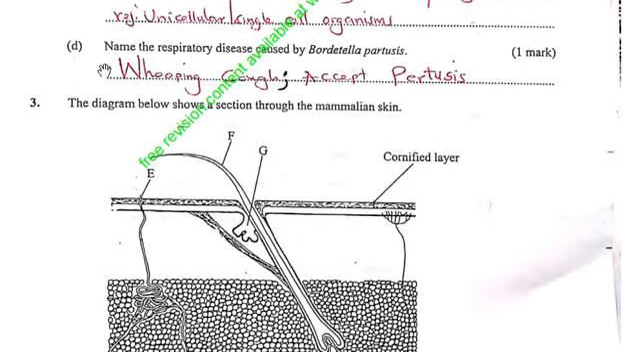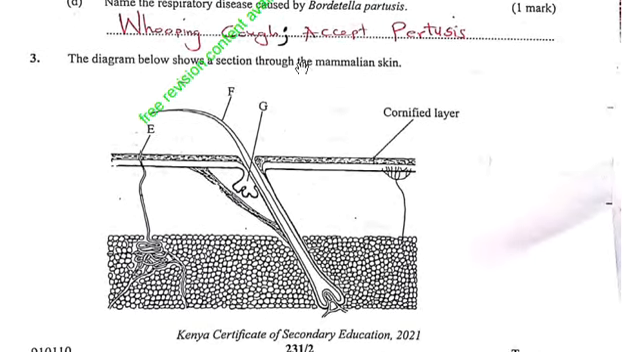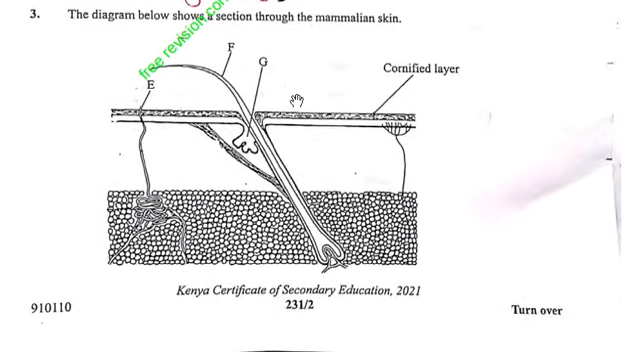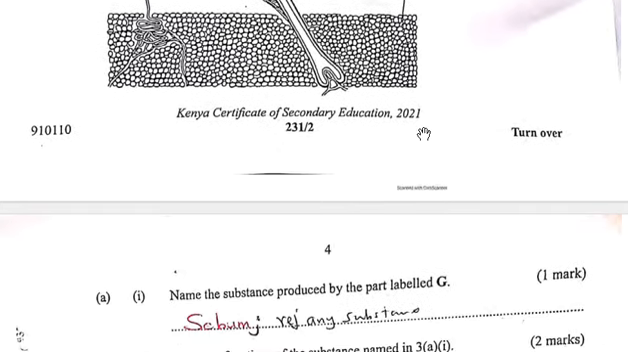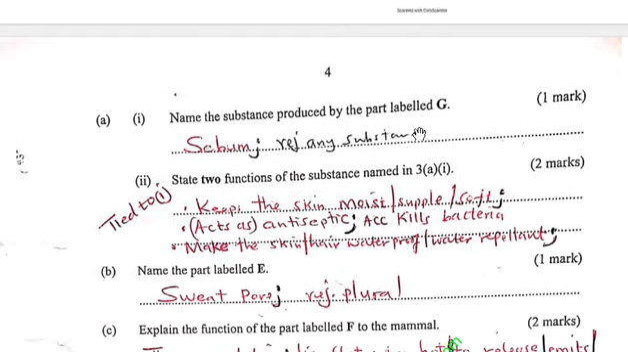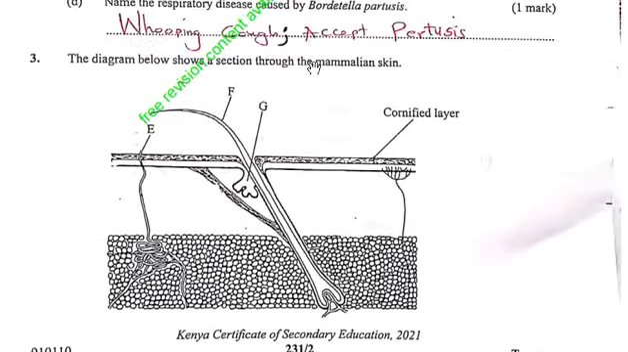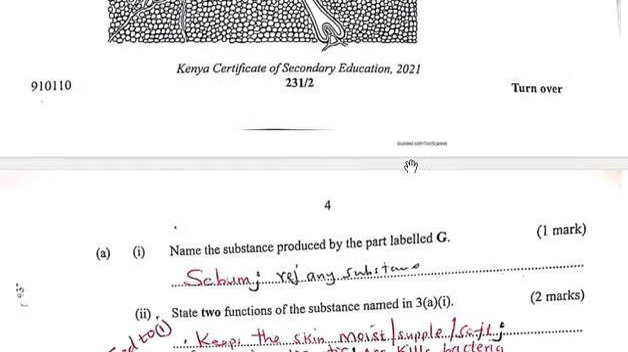Part D. Name the respiratory disease caused by Bordetella pertussis, and that is whooping cough. Question 3. The diagram below shows a section through mammalian skin, which you can see. Part A, Roman 1. Name the substance produced by the part labeled G. Let's look at G. And G is a sebaceous gland, and the sebaceous gland secretes sebum.